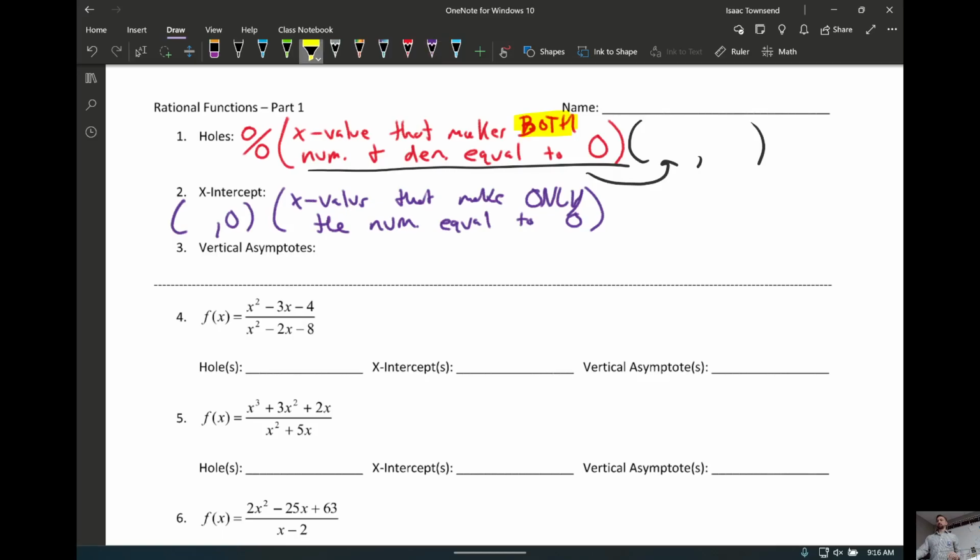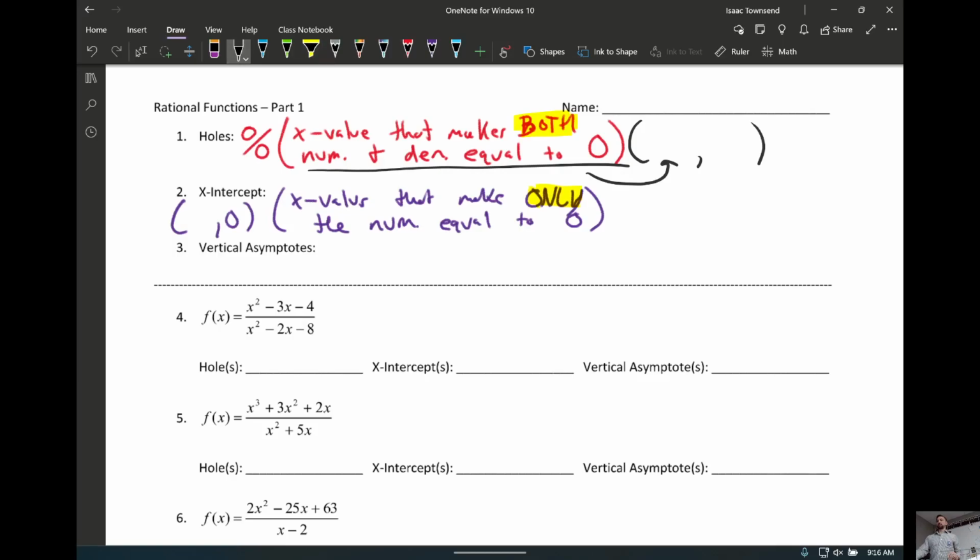So this time I'm going to highlight the word only. Because if there's a number that makes just the numerator 0, it's an x-intercept. But if it makes both the numerator and denominator 0, it's a hole. It can't be doing both things at one time. So it's either a hole or an x-intercept. It can't be both. And that one word of the definitions kind of change that.